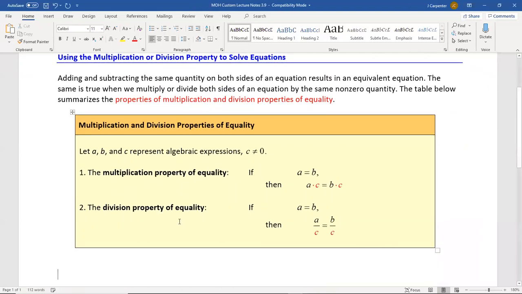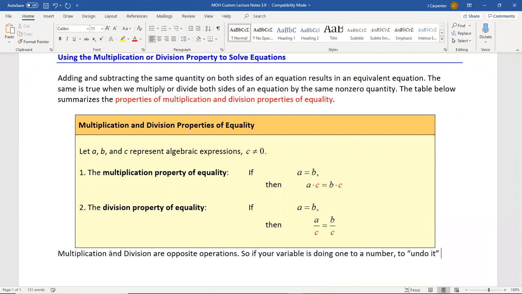So down here, I'm going to go ahead and have my, in my opinion, better, slightly less wordy version of this. Multiplication and division are opposite operations. So if your variable is doing 1 to a number, to undo it, then do the opposite to both sides. In other words, if you see a multiplication, then divide. If you see a division, then multiply.